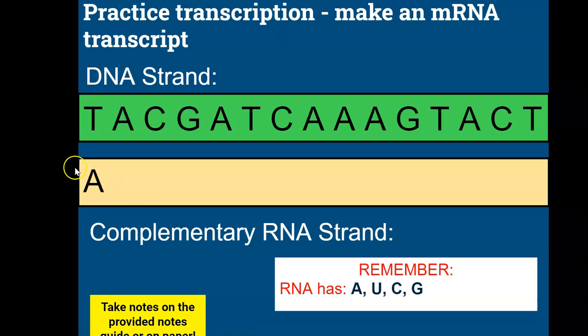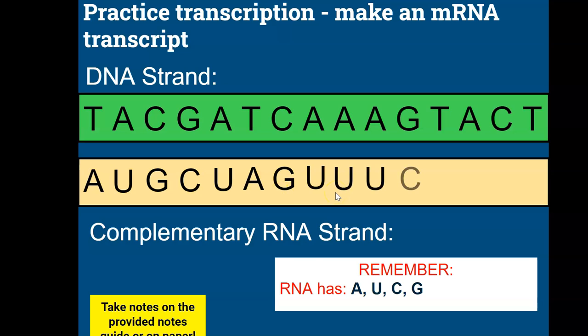I know an A goes with the T. If there is an A in DNA, that means the mRNA is going to have a U. C goes with G, G goes with C, A goes with U, T with A, C with G. I have 3 U's in a row, C, A, U, G, and A. Okay, so make sure that makes sense to you. So this is my mRNA transcript that just got transcribed.